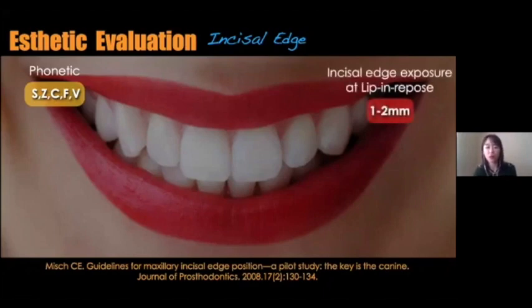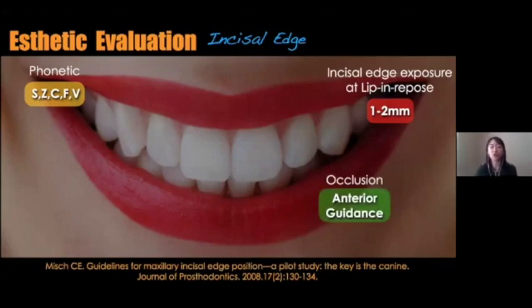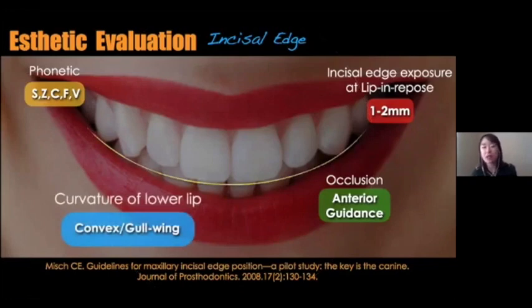Another one is to check the incisal edge exposure at the lip in repose position, which should be 1 to 2 millimeters, but differs by age. Also you can use the occlusion. Some people will use the anterior guidance to determine whether the incisal edge needs to be lengthened or not. And the most common and easier way is to use the curvature of the lower lip, to check if the maxillary anterior incisal edges are following this convex curvature of the lower lip.